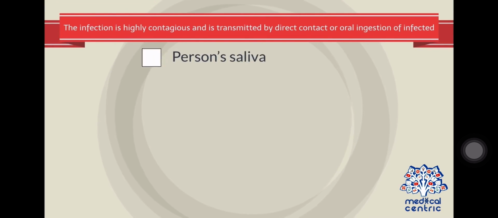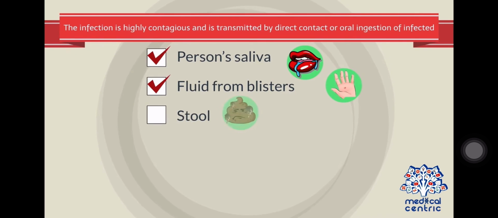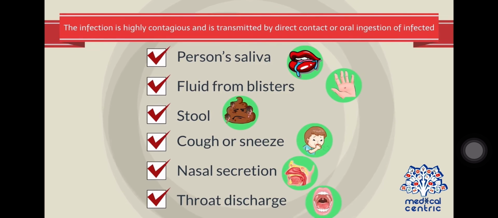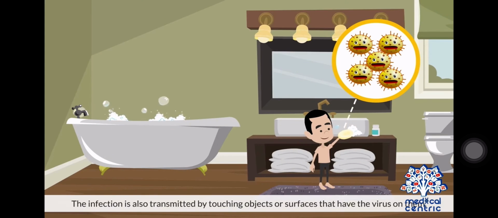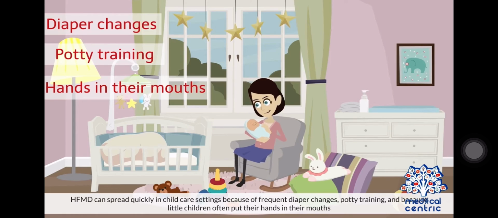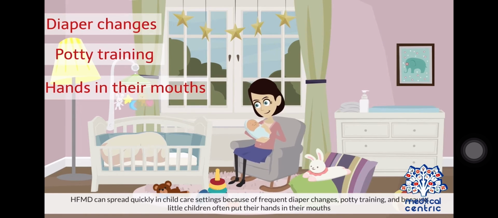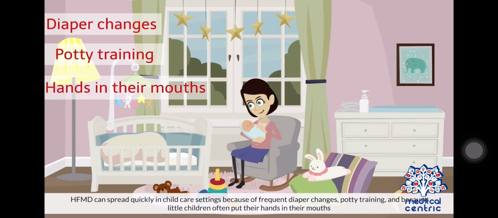Transmission. The infection is highly contagious and is transmitted by direct contact or oral ingestion of an infected person's saliva, fluid from blisters, stool, respiratory droplets sprayed into the air after a cough or sneeze, nasal secretion, or throat discharge. The infection is also transmitted by touching objects or surfaces that have the virus on them. HFMD can spread quickly in childcare settings because of frequent diaper changes, potty training, and because little children often put their hands in their mouths.